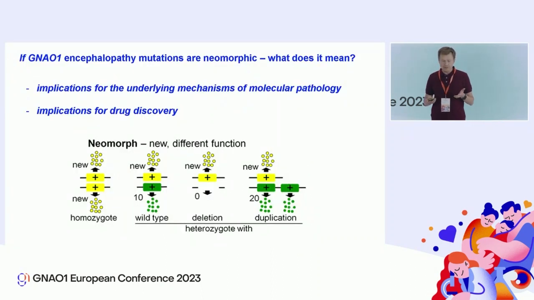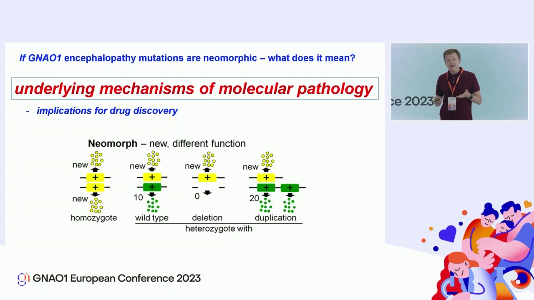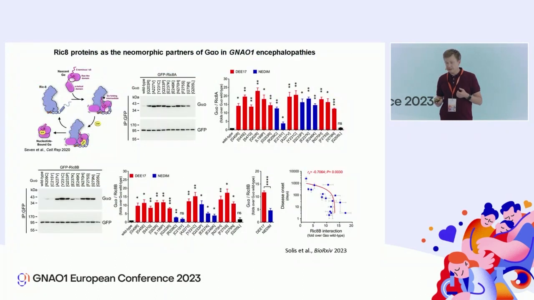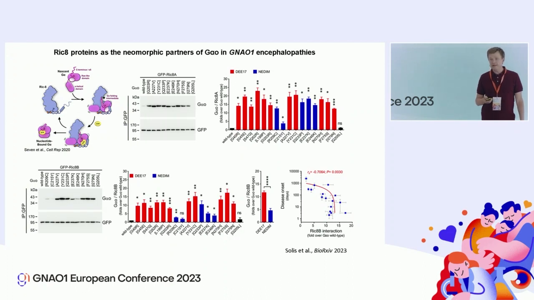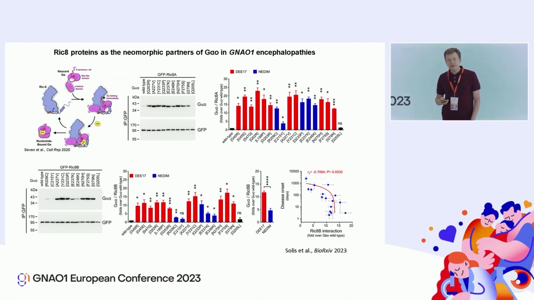So this understanding, or this model of the neomorph, has two types of implications. One for the molecular mechanisms of this neomorphic activity, and the other for the drug discovery efforts. So for the underlying mechanisms of this neomorphic activity, we think we have discovered what is the underlying mechanism. And this is the interactions, the neomorphic interactions the mutants gain with the partners called RIC8, RIC8A and RIC8B.